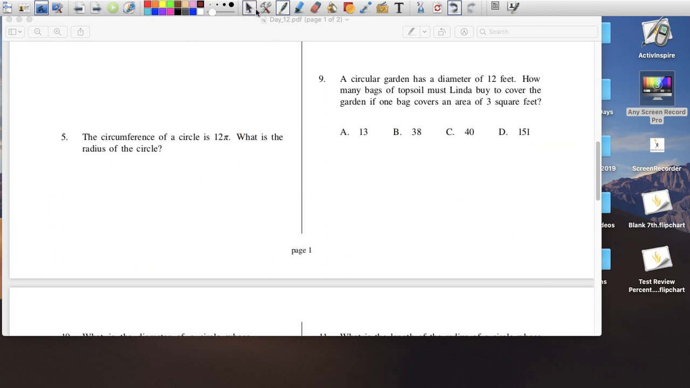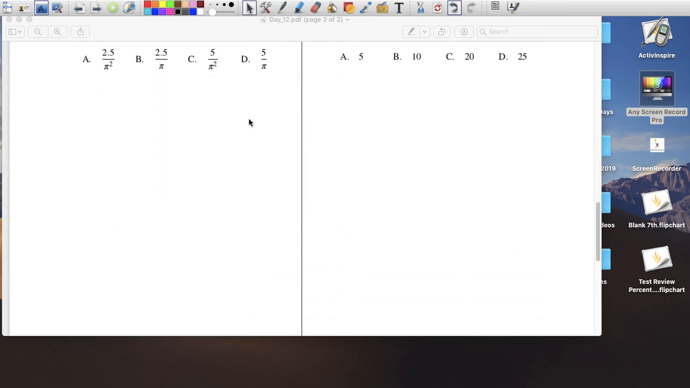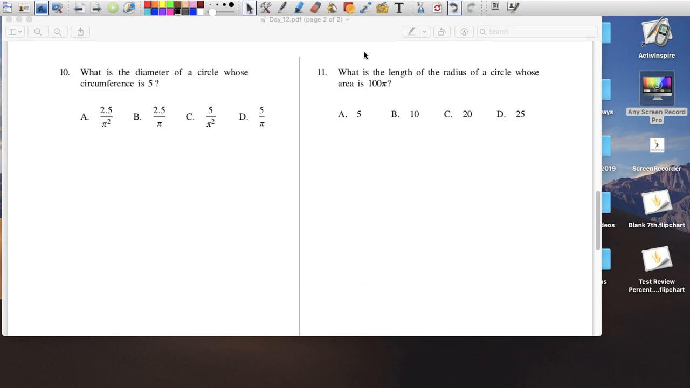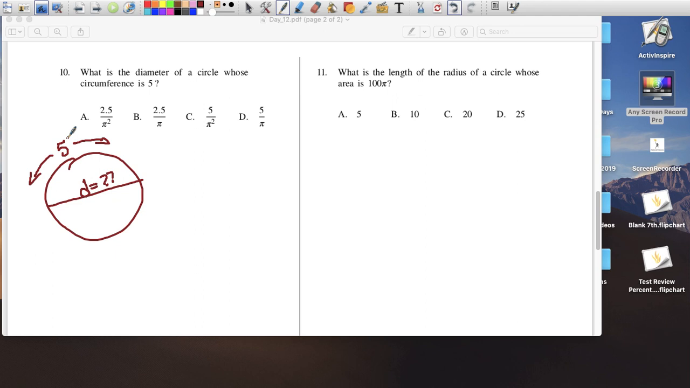Let's move on. 10, that's it. What is the diameter of a circle whose circumference is 5? Again, we're looking for the diameter. Draw it out. If I were to walk around this circle, it would be 5 units. And I hate that they don't write the units. So let's find the diameter. C equals pi d. C, the circumference, is 5.